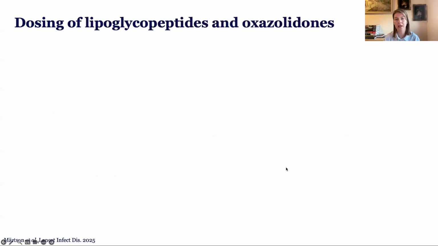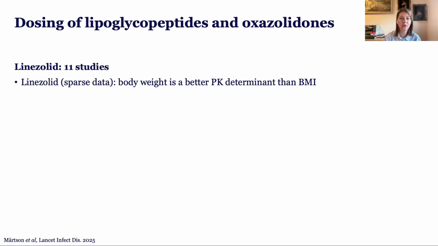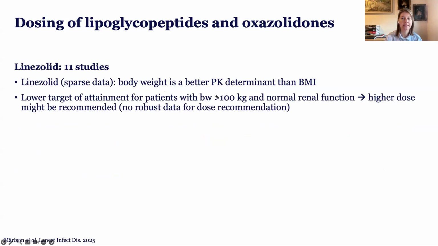So for other glycopeptides, so lipoglycopeptides and oxazolidinones, for linezolid, we found 11 studies. And we had sparse data. As I said, some of these studies are single-center retrospective studies. We did see that body weight is a better determinant for pharmacokinetics than BMI for patients with obesity. And there is a lower target attainment for patients with body weight above 100 kilograms and normal renal function. So a higher dose might be recommended in these patients.